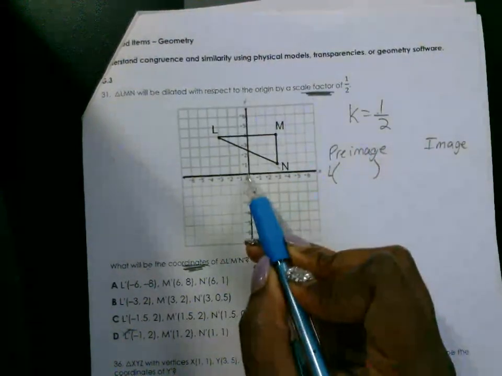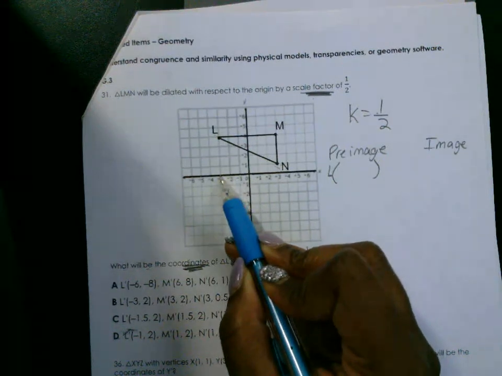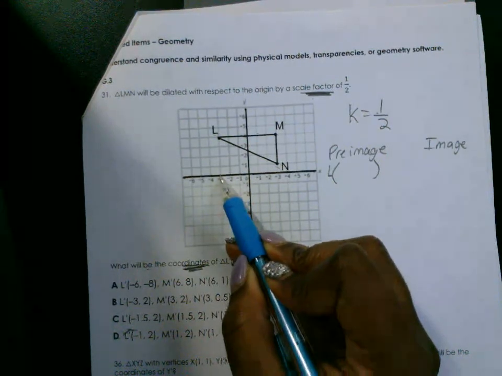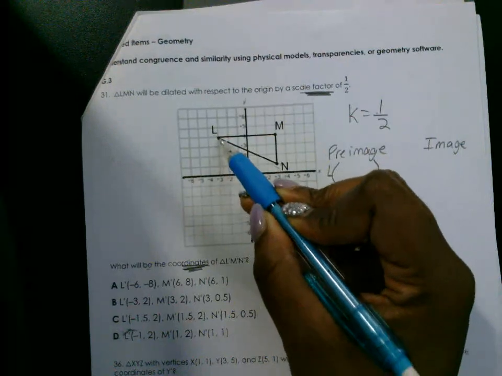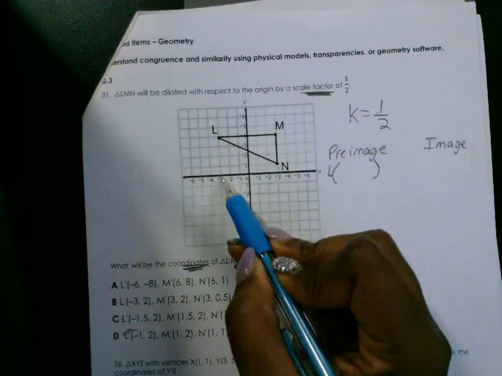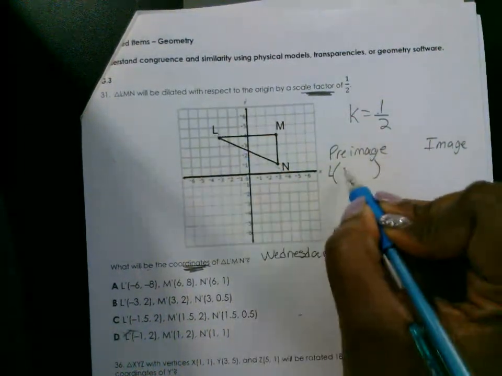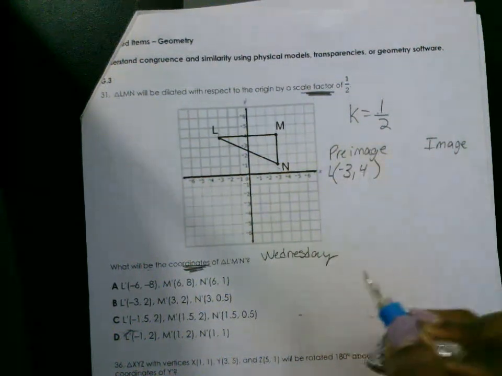The ordered pair for L, starting at the origin, is negative 1, 2, 3. We move to the left 3 times, and we're going up 1, 2, 3, 4. So negative 3 and up 4. So it's negative 3, comma 4.